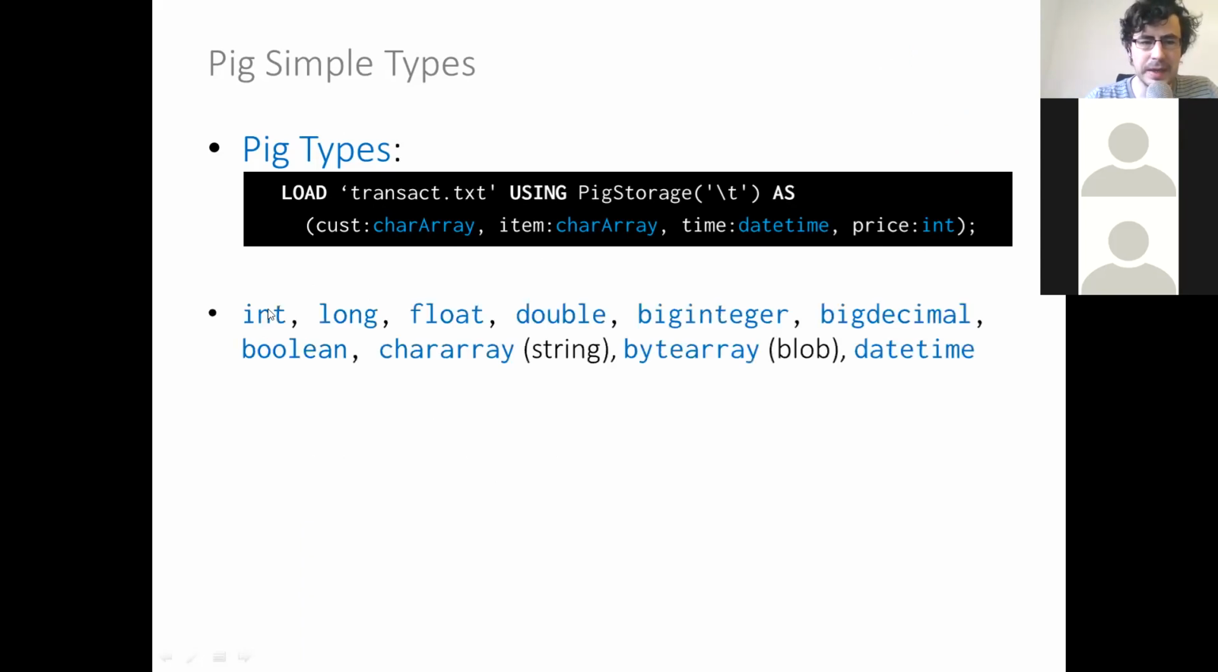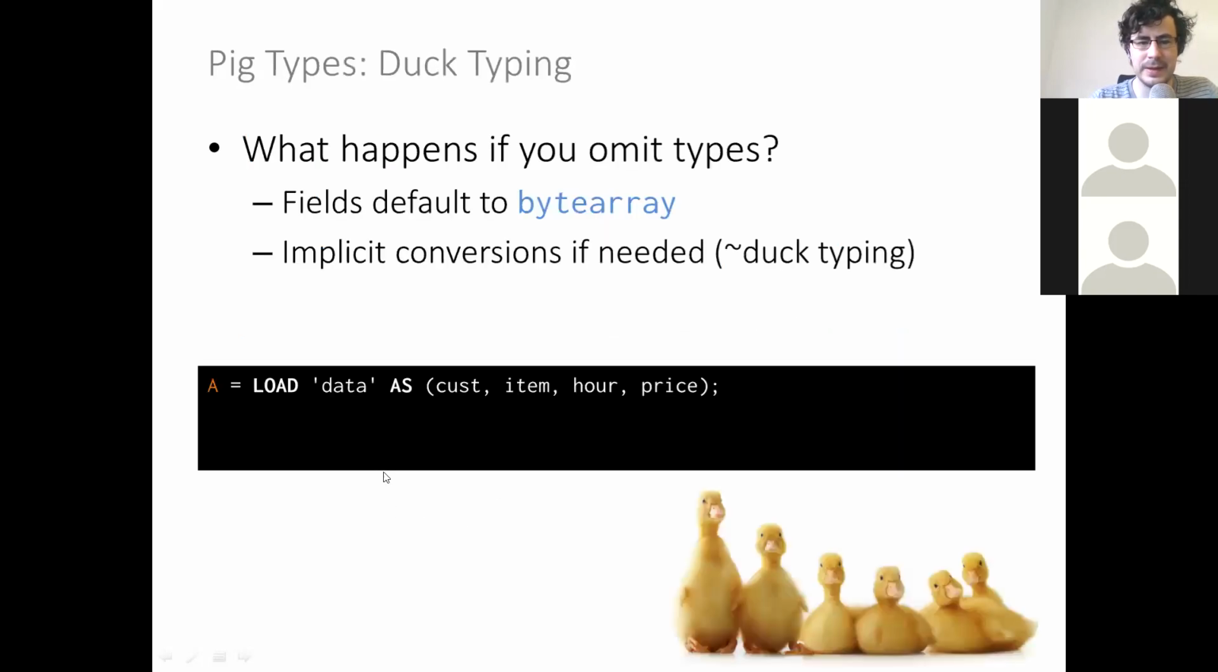So what are the types we can have? Int, long, float, double, big integer, big decimal, boolean, char array, byte array, and date type. These are the standard types. What happens if you omit types? In the example I showed you earlier, we didn't specify the types. If you don't specify the types, the fields default to byte array. They're just considered to be an array of bytes representing any sort of data.